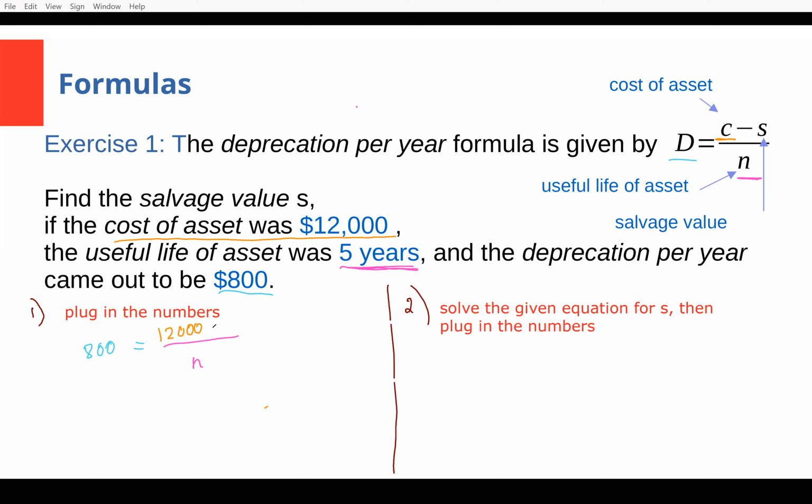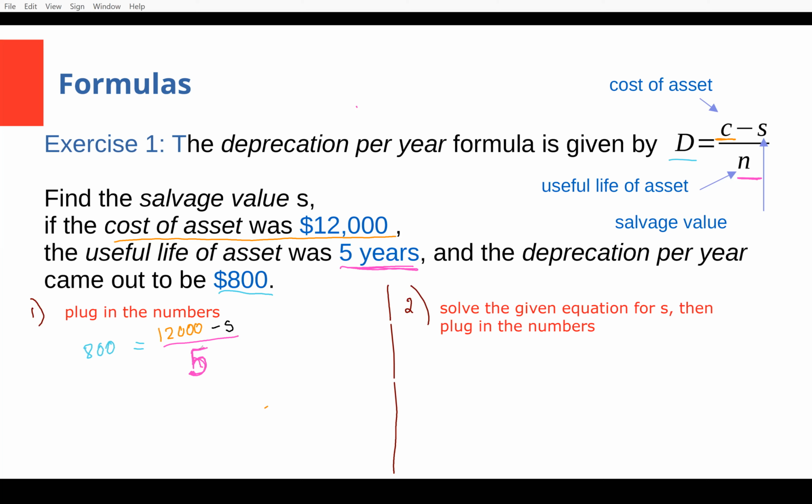So here we will put minus S, and this is what we need to find. Oh, not the N, but the 5, right? I should put 5 instead of the N, 5. I'm plugging in the numbers right away, right? I'm pretty sure you can solve this equation, because we were solving linear equations in one variable.